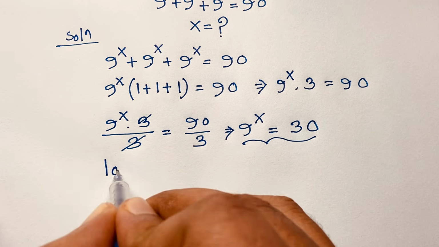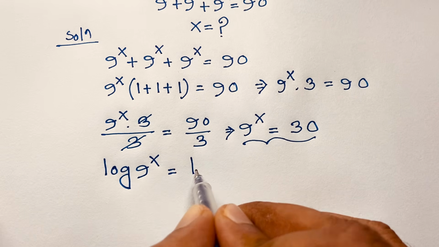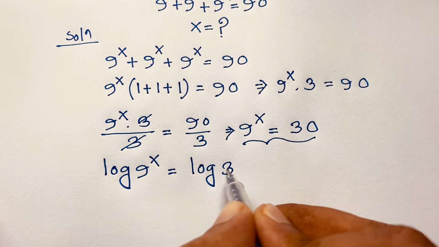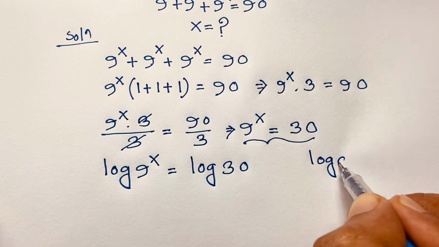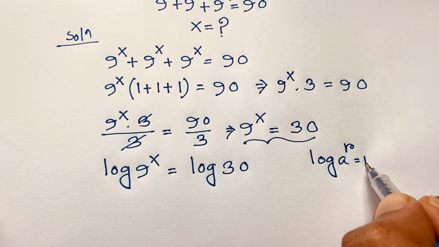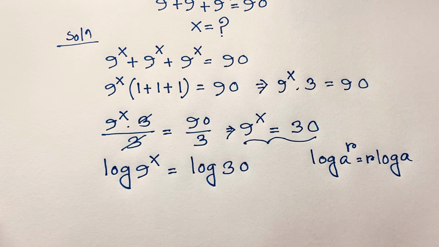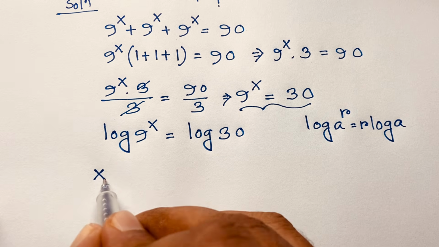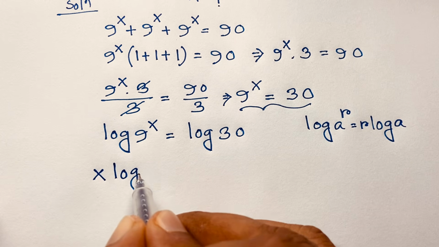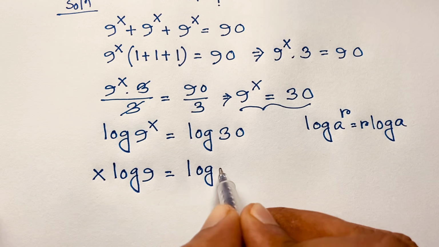So log 9 to the power x is equal to log 30. I take the natural log of both sides. So we know that log a to the power r is r log a. If I apply this math formula here, this exponent moves in front, so it will be x log 9 is equal to log 30.